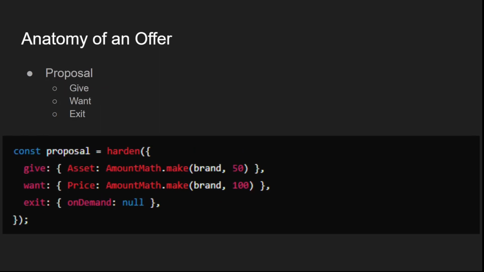The proposal specifies what the user wants to give and receive in the offer. It includes three different parts: give, want, and exit. Give are the assets that the user is offering. Want represents the assets that the user expects to receive. An exit contains the conditions under which the user wants to exit the offer. Some examples include on demand and after deadline.